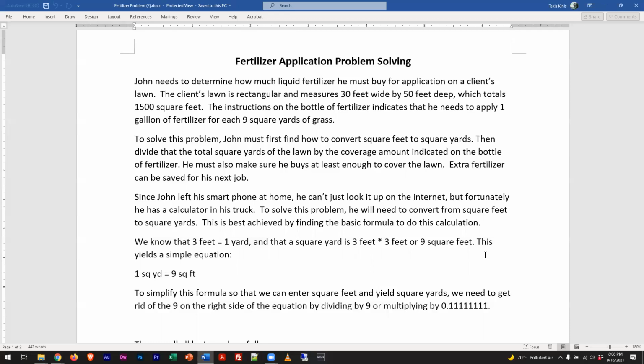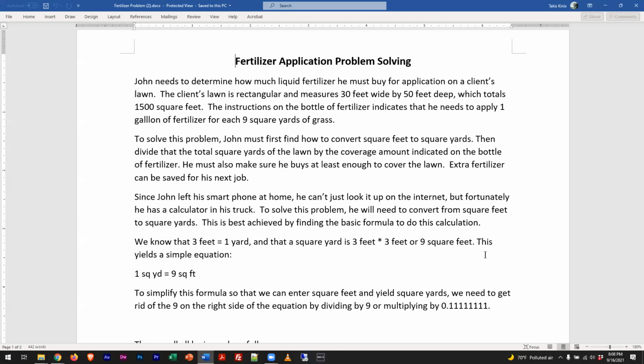All right. So just to reiterate what this situation was, there's this lawn care guy, and he needs to buy some fertilizer to put on somebody's lawn. And he pulls out his handy tape measure, or walks it off, and figures out that this lawn is, thankfully, perfectly rectangular, so really easy to figure out the area of the lawn. It happens to be 30 feet wide by 50 feet deep. When you multiply that together, you get 1,500 square feet.